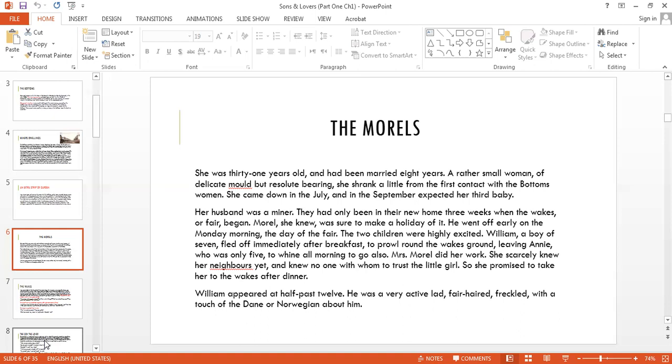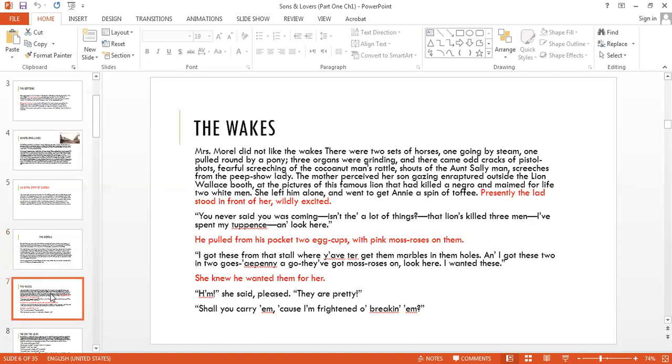But here we see that they have two children. They are very excited. William, a boy of 7, was very happy to be at the fair, so he goes there. But Annie, who was only 5, stays with her mother. And when the dinner was over, she took her daughter and she went to the fair.